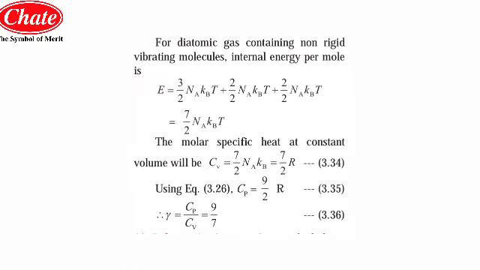Now, for diatomic gases containing non-rigid vibrating molecules, it can be given as E is equal to 3 by 2 Na into kB into T plus 2 by 2 Na into kB into T plus 2 by 2 Na into kB into T is equal to 7 by 2 Na into kB into T. The molar specific heat at constant volume will be Cv is equal to 7 by 2 Na into kB is equal to 7 by 2 R. So Cp is equal to 9 by 2 R, and gamma is equal to Cp by Cv is equal to 9 by 7. So this is how we can derive the equations for diatomic gases.